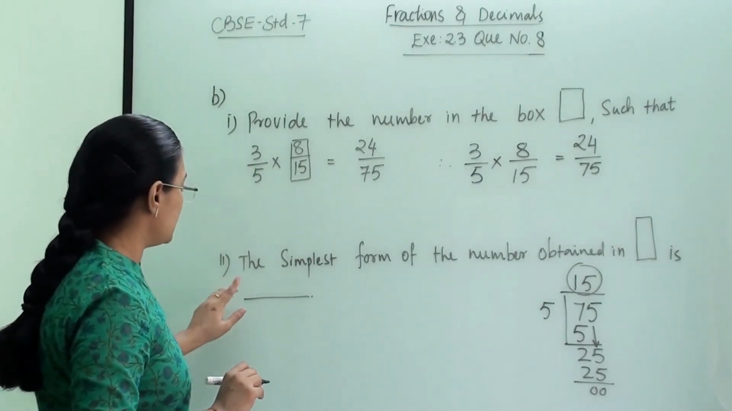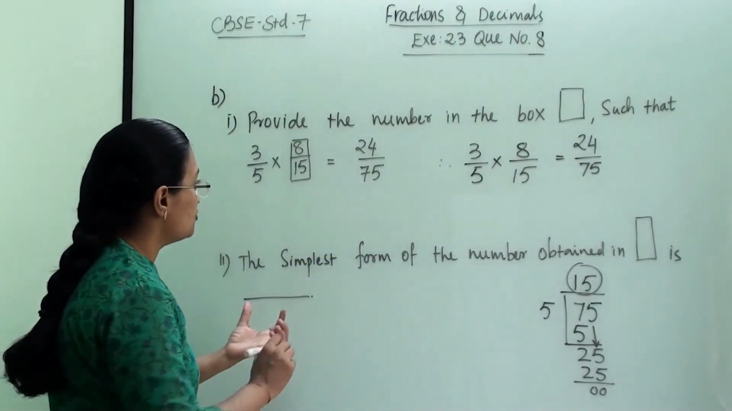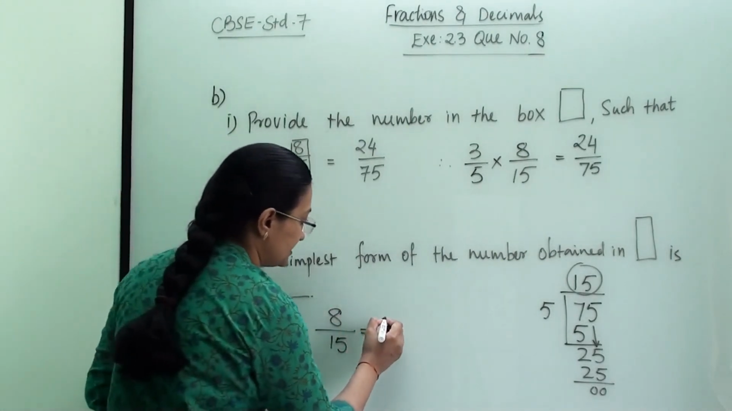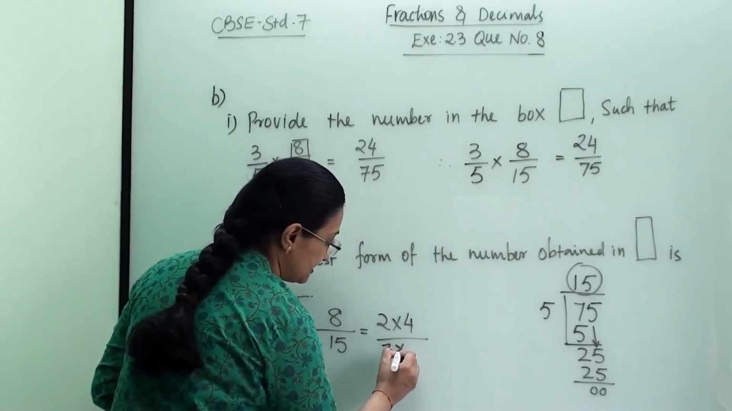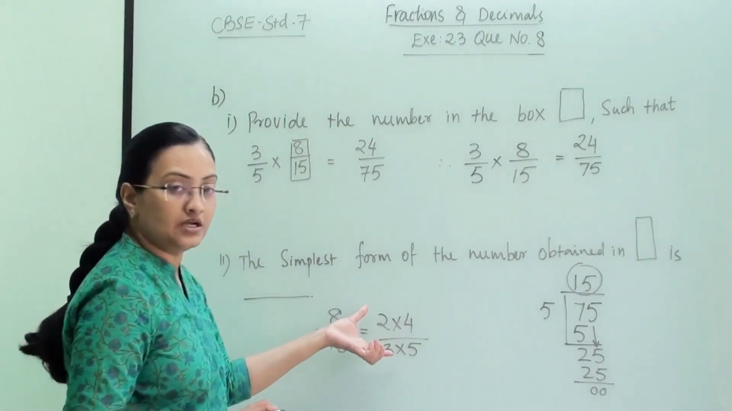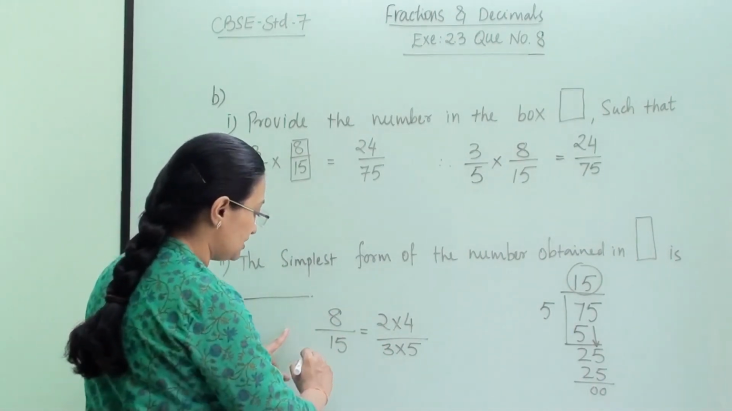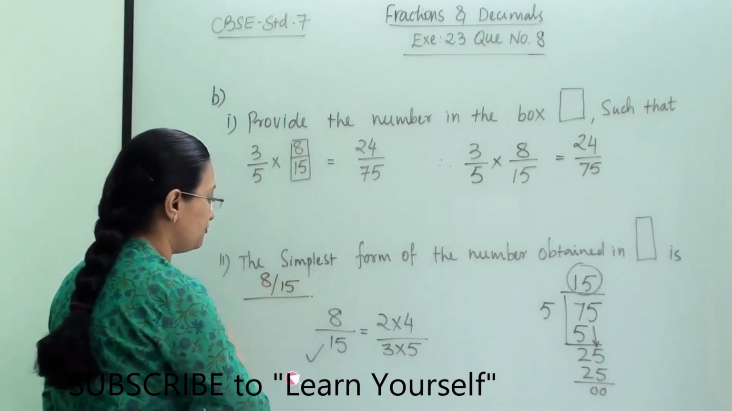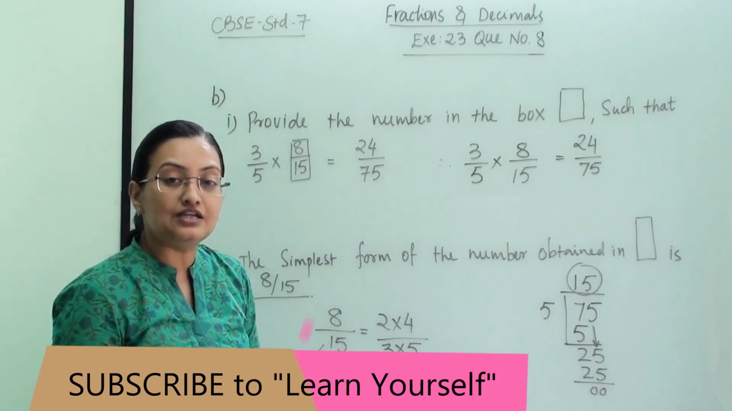Now the second question: the simplest form of the number obtained in the rectangle. We have the number 8 divided by 15. Let us simplify this. We get 2 into 4 and here 3 into 5. Now we cannot reduce this further because we cannot cancel anything between the numerator and denominator. So this is the simplest form of the number, 8 divided by 15. The number and its simplest form are the same because we cannot reduce it further.